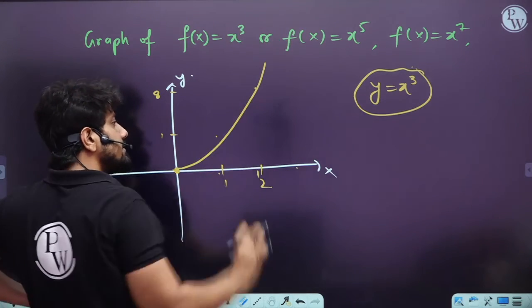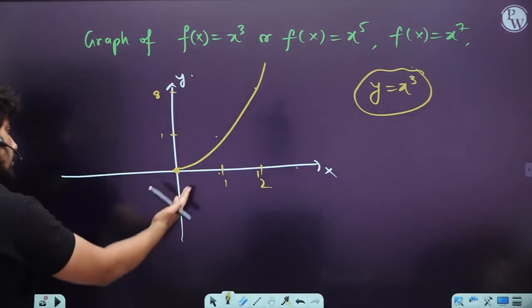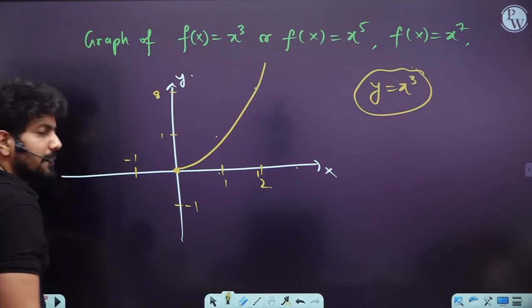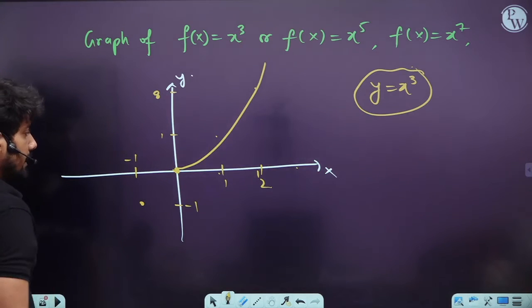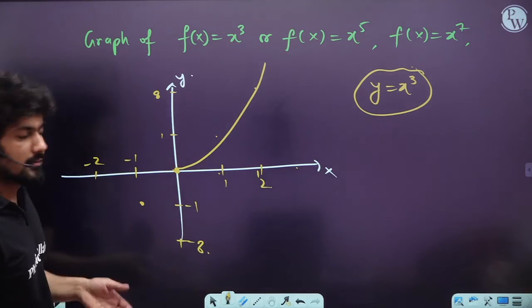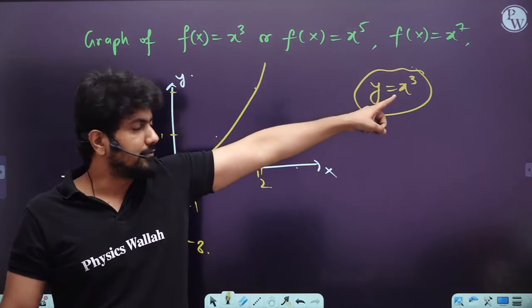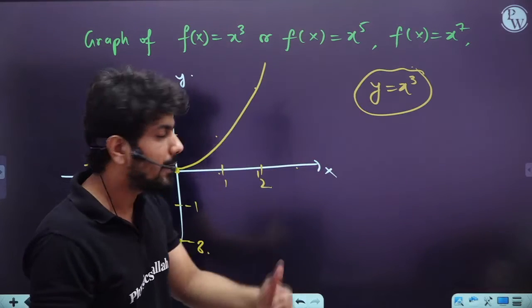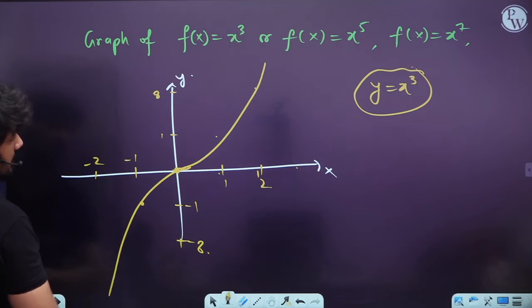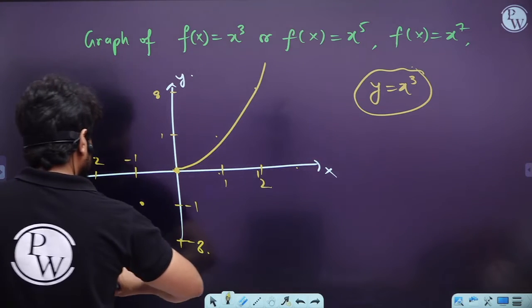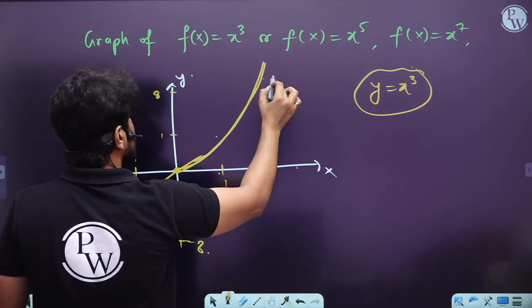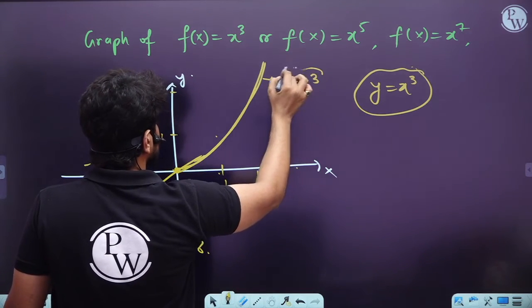So it's increasing. Now, what is happening on the left hand side? At x is equal to -1, we are getting the value of y as -1. This point. At x is equal to -2, we are getting the value of y as -8, because (-2) cube, if we put x as -2, y will be -8. So its graph looks like this on the left hand side. So this is the graph of y is equal to x cube.